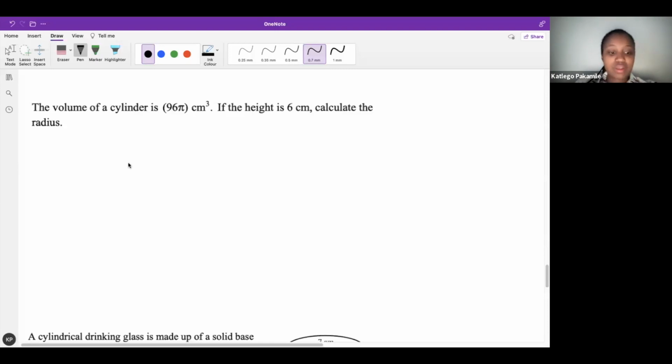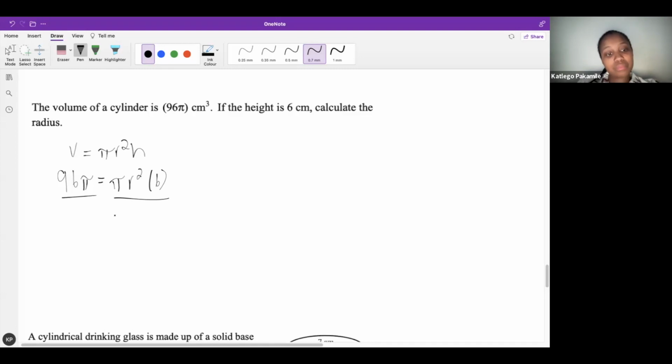Let's go for it. So, ma'am, let's write the formula: pi times radius squared times height. Then, ma'am, we are given the volume, which is 96 pi centimeters cubed, equals pi times radius squared times the height, 6. Times 6. Okay. And then, ma'am, we will divide by pi.